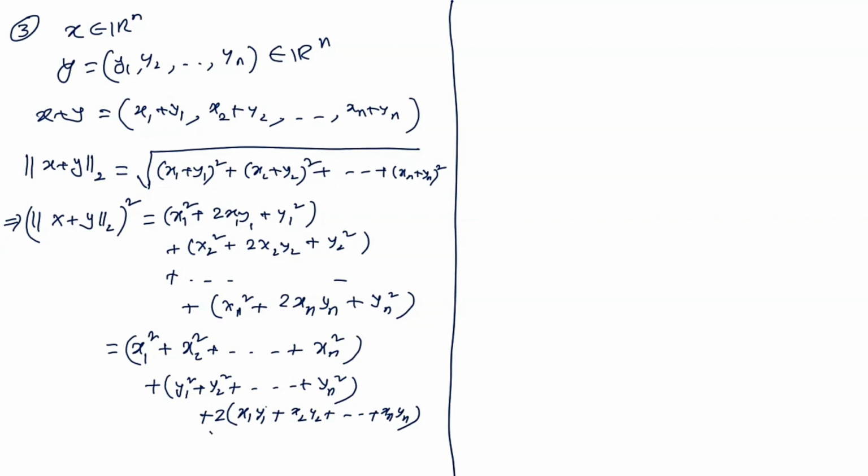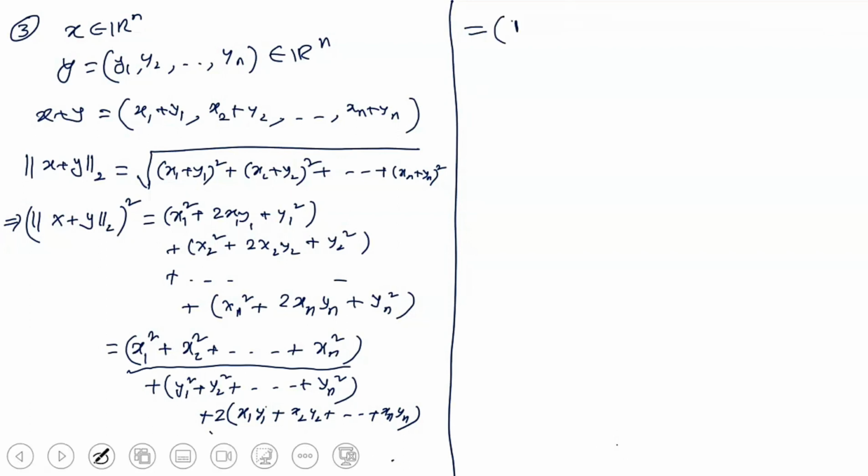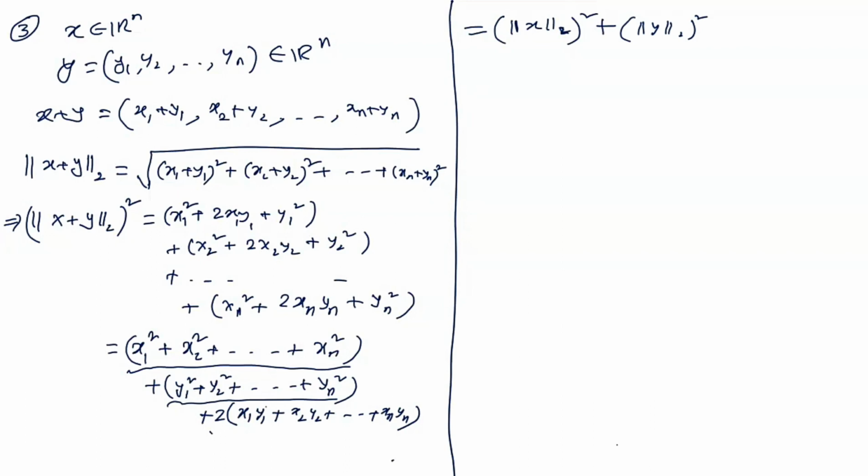So the first part gives us the norm of x2 whole square, plus the second one, the norm of y2 whole square, and the third one is 2 times the inner product of x and y. Now this last one we can rewrite as less than or equal to, putting the absolute value of the inner product of x and y.